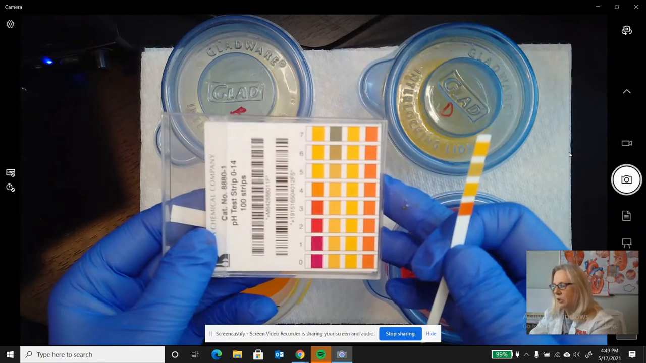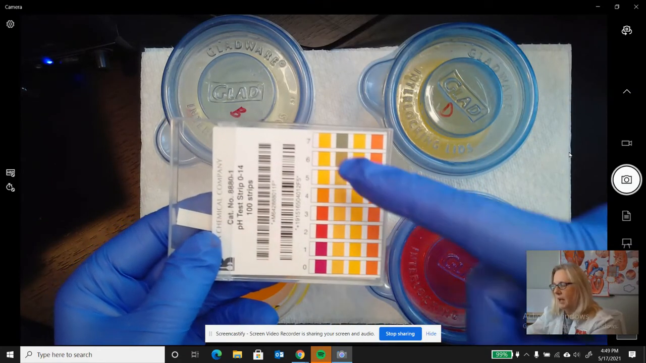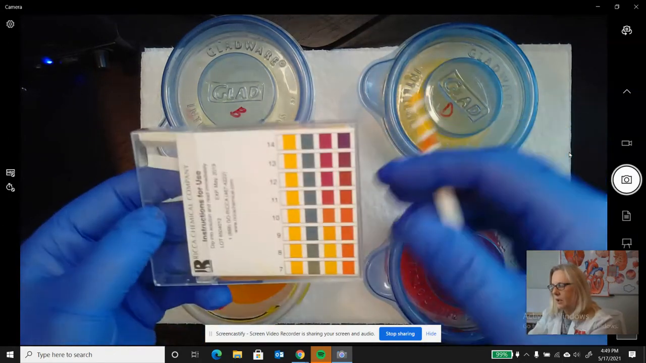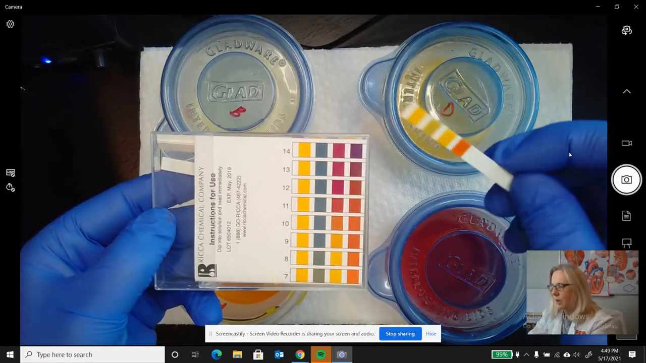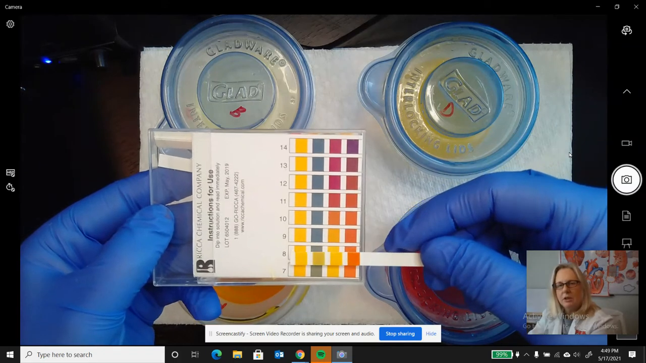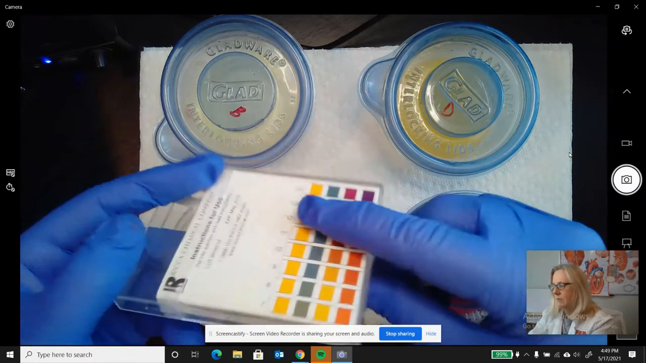So this one is actually two-sided. You can see way down here is 0 and it goes up to 7 on this side. If I flip it, it goes from 7 all the way up to 14. So my chore is to take this and try to match the colors. See how I gotta match the colors? Let's flip it over here.